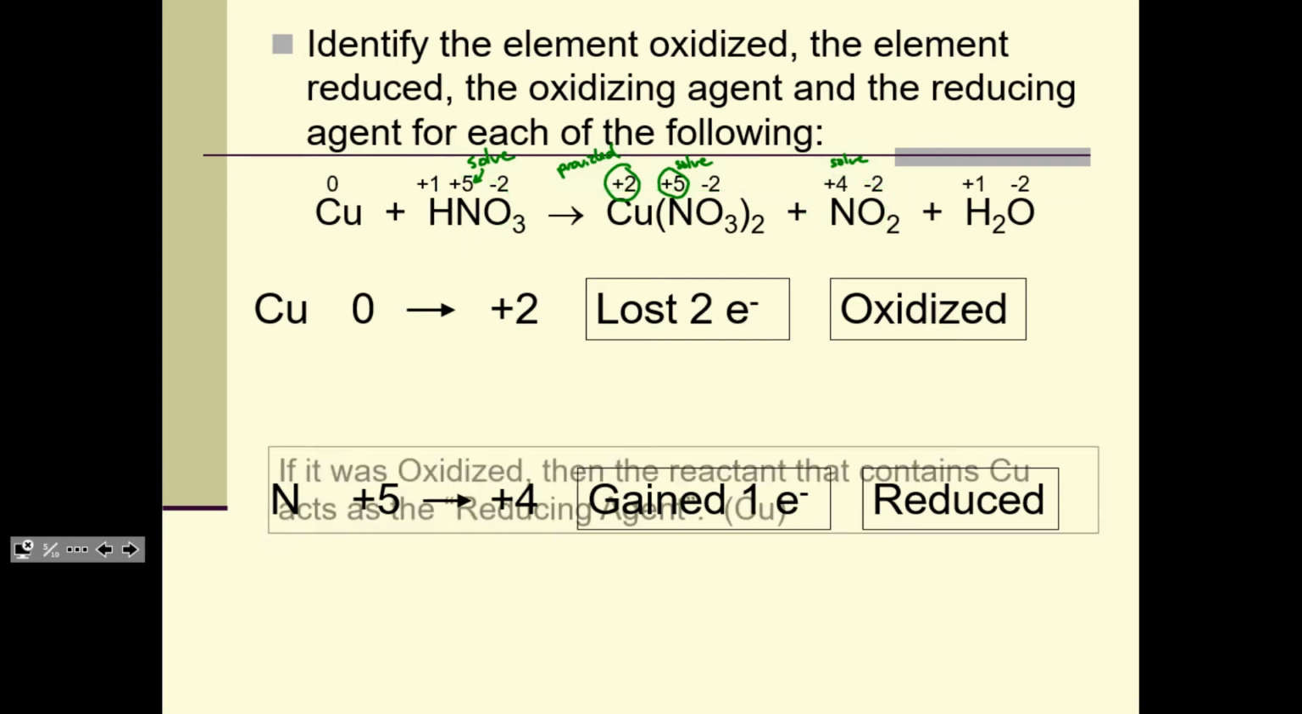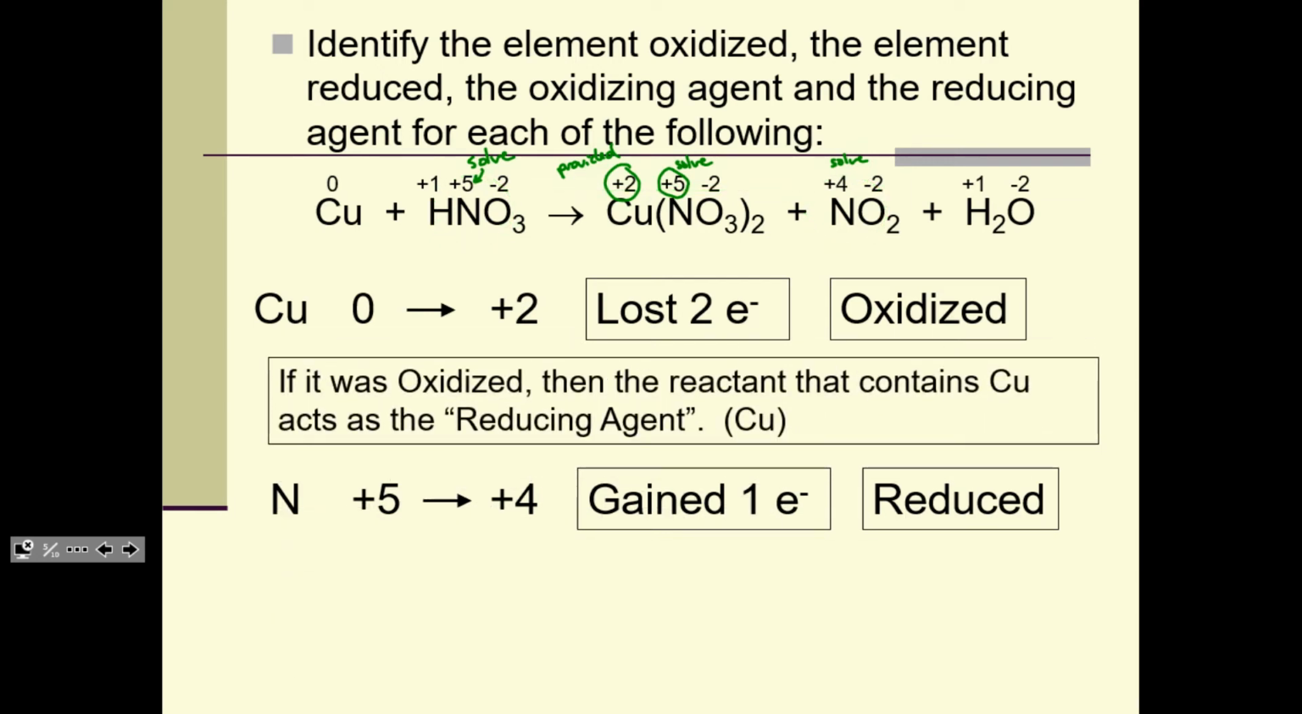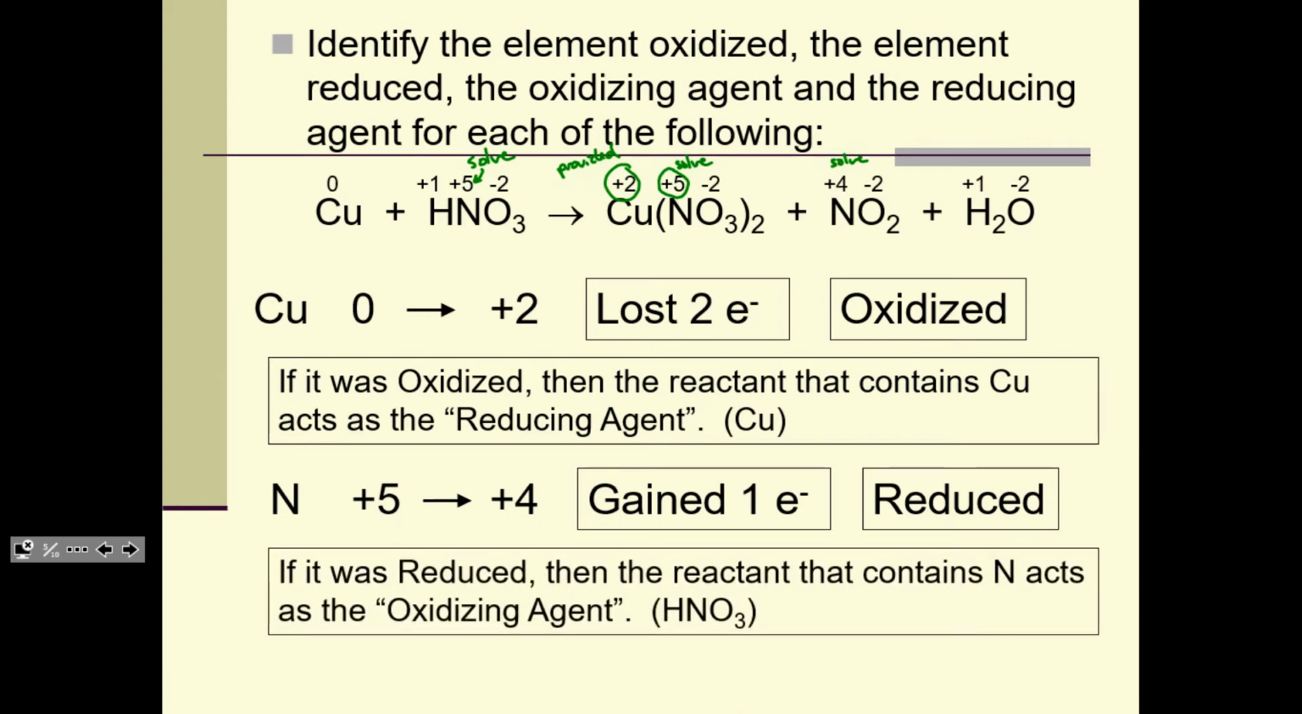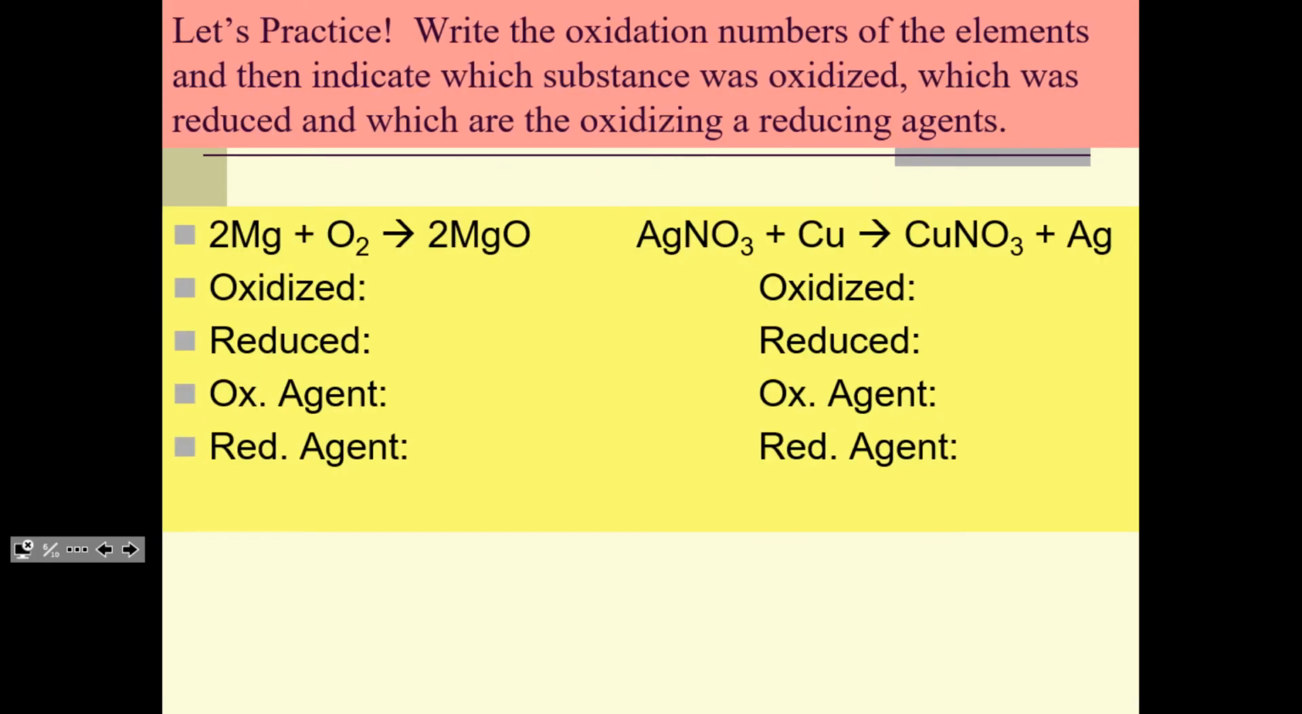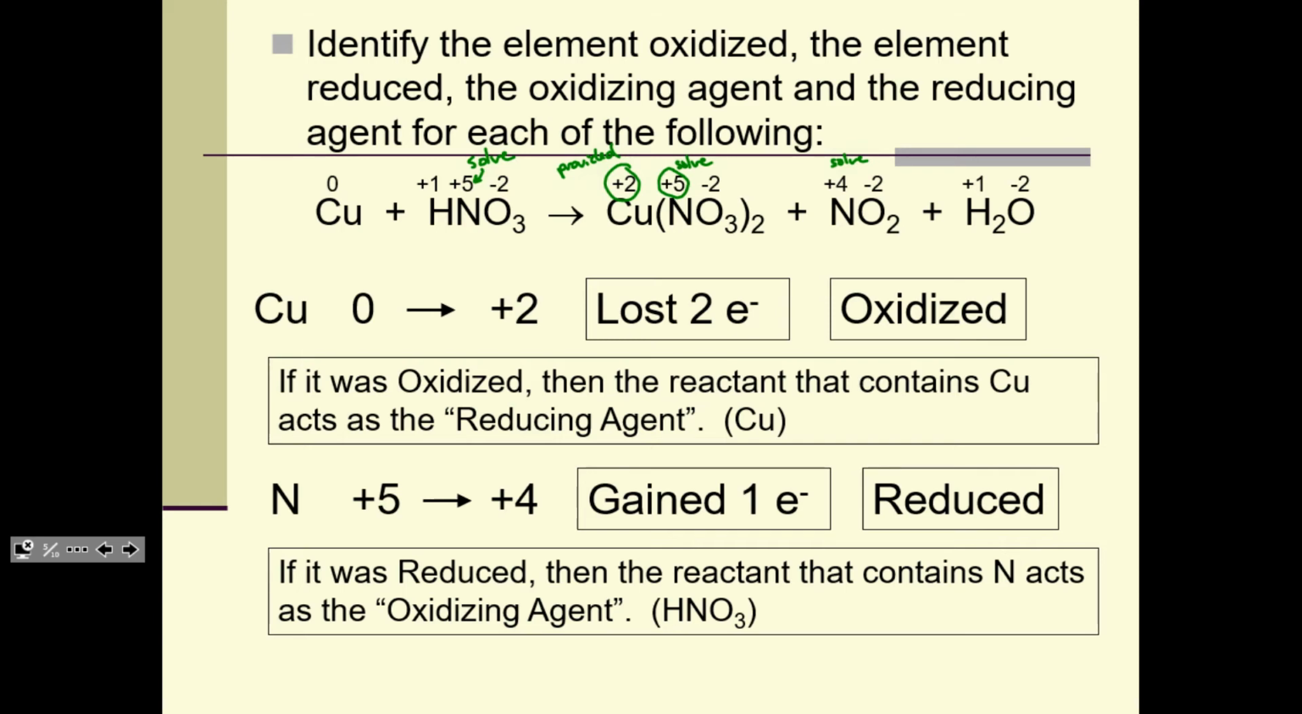Now, the entire compound that contained that copper is the reducing agent, which in this case is also Cu. Because it's an element, it's also the entire compound. Now, the nitrogen was a part of nitric acid, HNO3, which means the whole entire thing is the oxidizing agent.